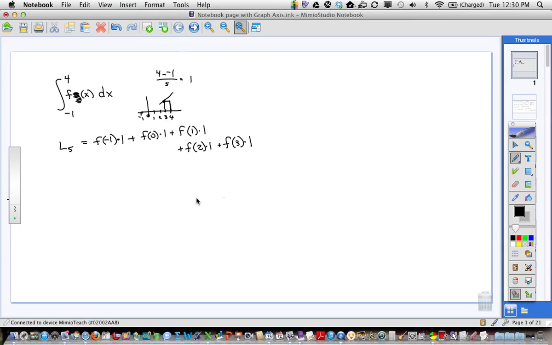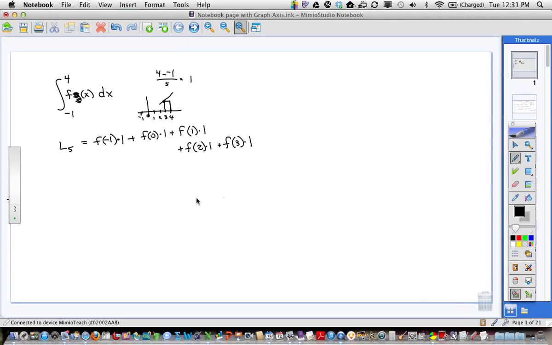Your last left edge is at 3, f of 3, okay? All right, so there it is. Now, what if f was given to you as an equation? What would you now do to get f of negative 1? Plug in a negative 1 for x, right?